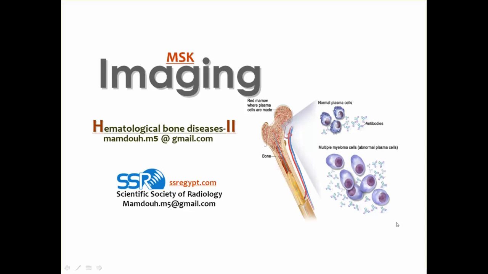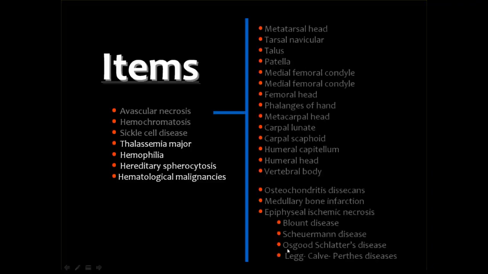Dear colleagues, and here is the second part of the topic concerning the hematological bone diseases. And you remember that we have already finished the issues of vascular necrosis, including most of the affected areas in the body. Also, we have discussed the hemochromatosis and sickle cell disease.